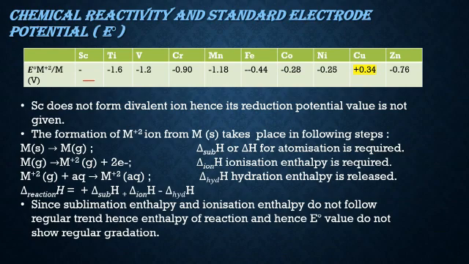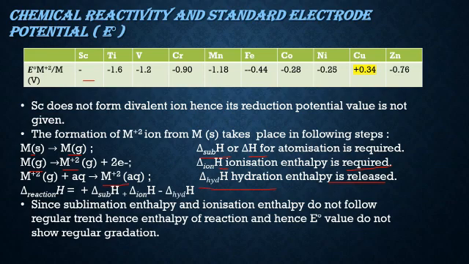Now secondly, the formation of M plus 2 ion from M, that is the metal atom, takes place in the following steps. In the first step, the solid metal atom is converted into a gaseous metal atom, and the energy required in this process is called enthalpy of sublimation or enthalpy of atomization. In the second step, this gaseous metal atom loses 2 electrons and is converted into M plus 2 ion, and the energy required is called ionization enthalpy. In the third step, M plus 2 ion dissolves in water and forms M plus 2 aqueous, and the energy released in this process is called hydration enthalpy.